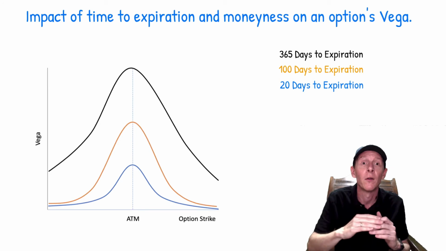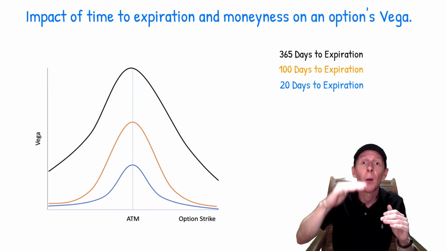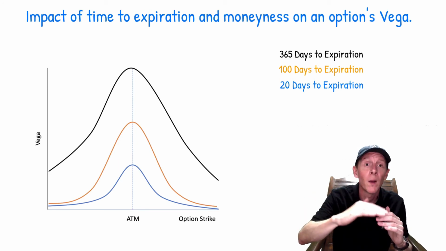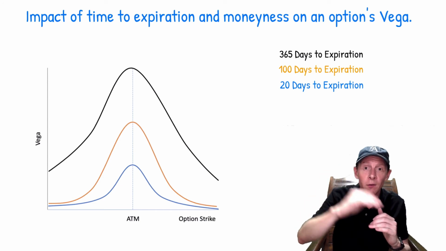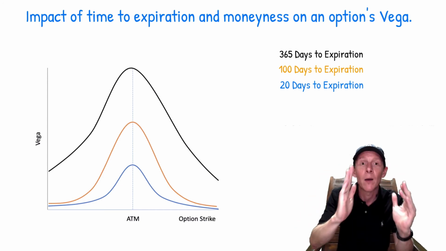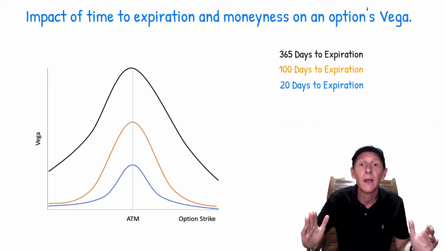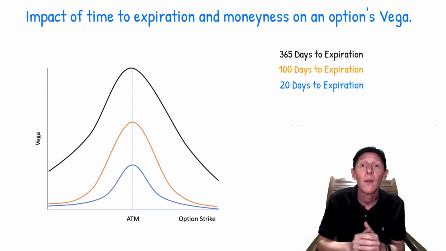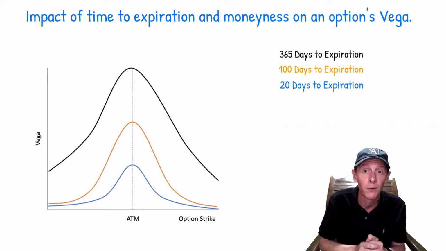The chart then shows the levels of Vega for three option expiration cycles: the 20-day, the 100-day and the 365-day. Additionally, we can see that as we move out of the money, away from the at-the-money, Vega falls on those options. This is as a direct result of the higher extrinsic value of the at-the-money options.